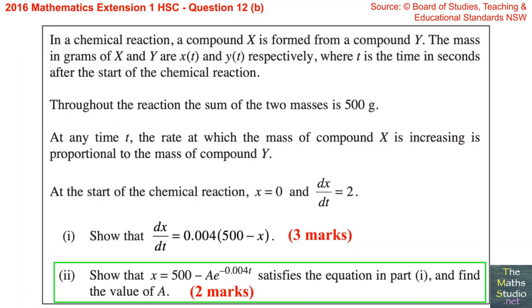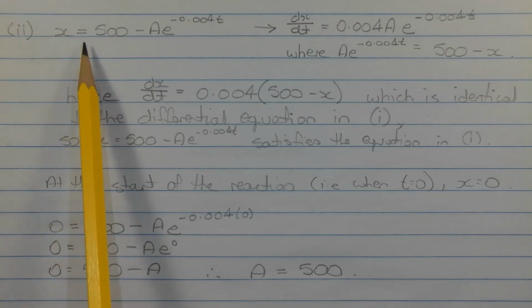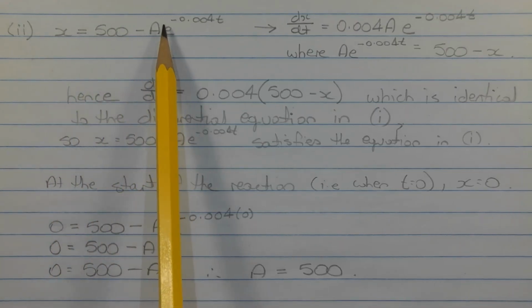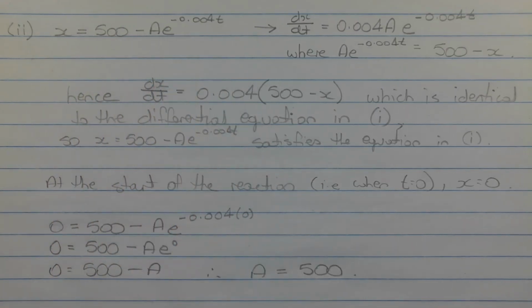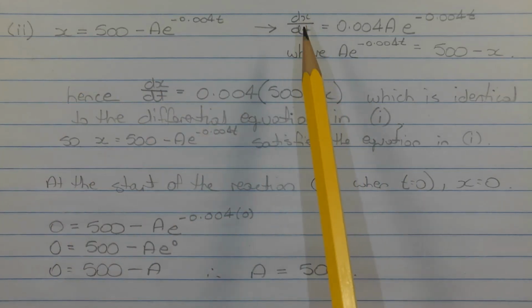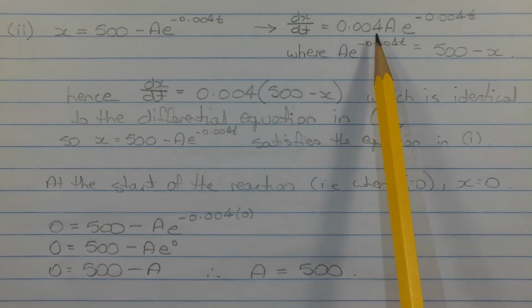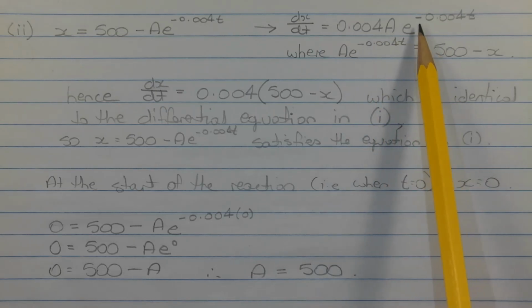Part 2. Show that x equals 500 minus a e to the power of negative 0.004t satisfies the equation in part 1, and find the value of a. Starting with the equation x equals 500 minus a e to the power of negative 0.004t, differentiate x with respect to t using the chain rule. And we get dx/dt is equal to 0.004 times a times e to the power of negative 0.004t.